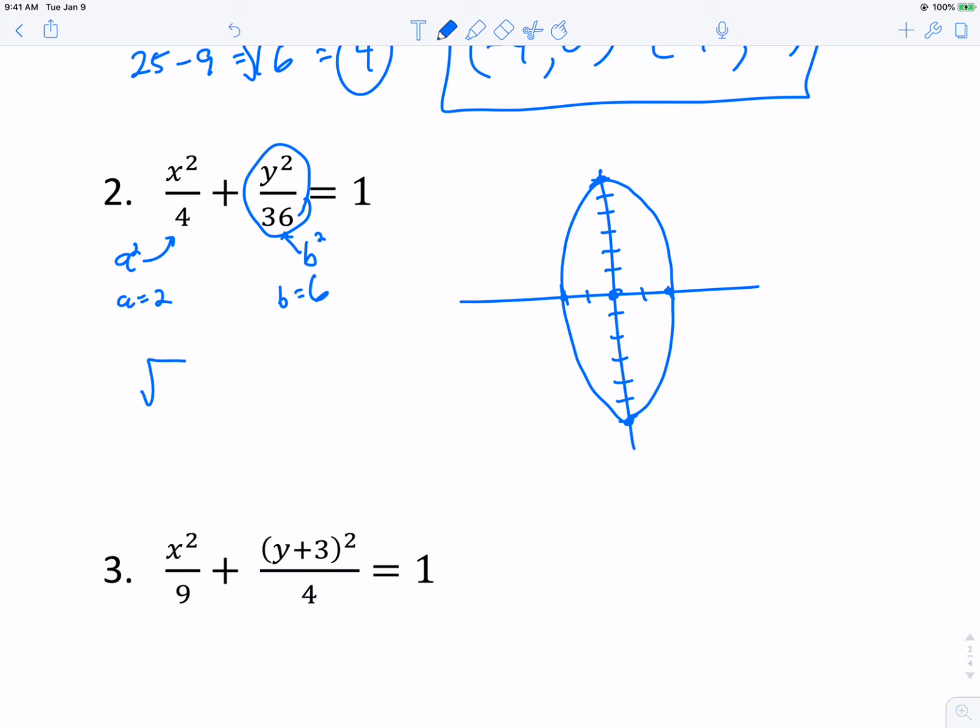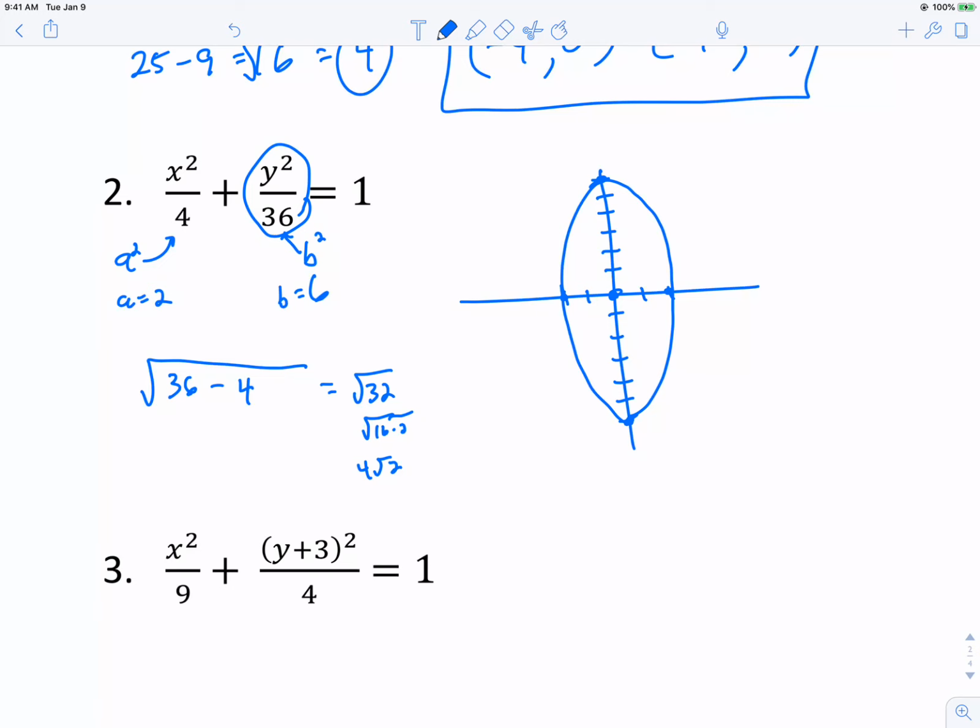So the foci is always the square root of the bigger one minus the smaller one. So I square the b, I square the a, I get the square root of 32. Can I simplify that? 8 times 4. So 16 times 2 is actually better. So I got 4 root 2. Right? So I go in the major axis direction, 4 root 2.